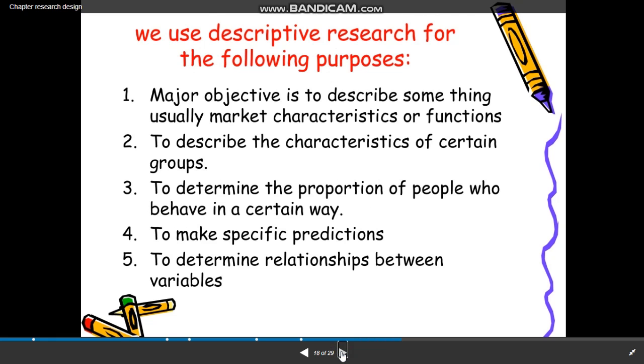So the use of descriptive research is for the following purposes. The major objective is to describe something, usually market characteristics or functions, to describe the characteristics of certain groups, to determine the proportion of people who behave in a certain way, and to make some specific predictions and determine the relationship between variables.